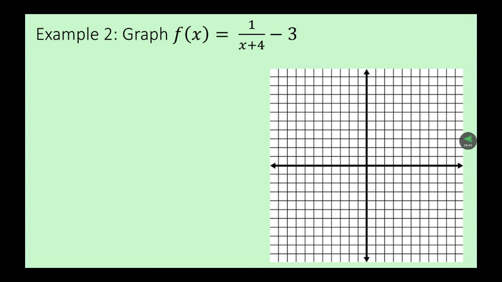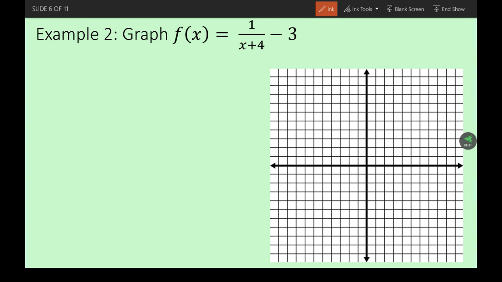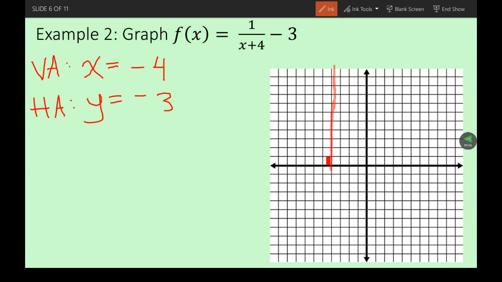Okay, next one, starting off, I just want you to take a second and think, where are the asymptotes? Where's the vertical asymptote? Where's the horizontal asymptote? So our vertical asymptote here is just going to be at negative 4. Our horizontal asymptote's at negative 3. So let's draw those. The vertical is at negative 4 there. The horizontal one is at negative 3.